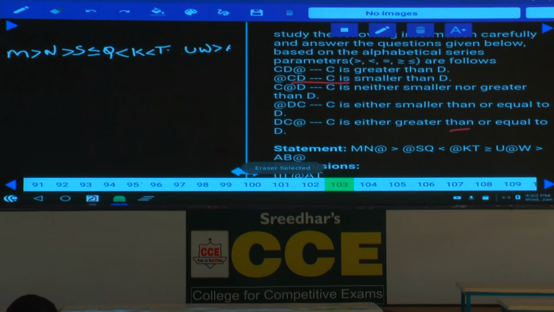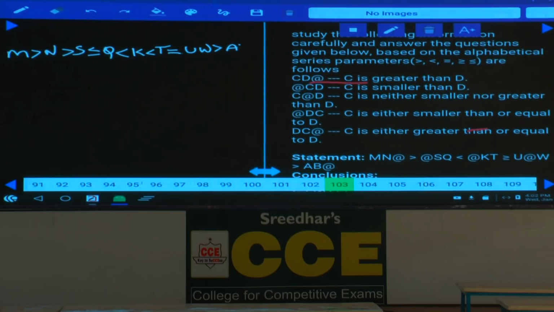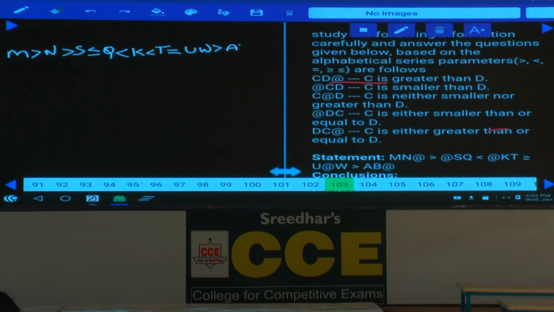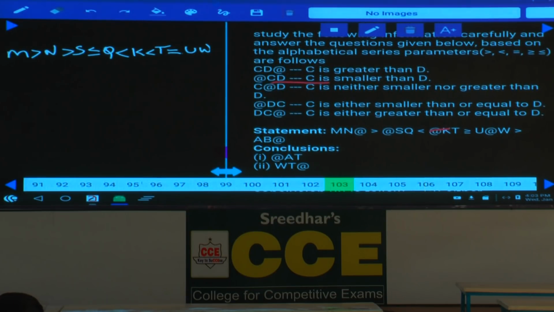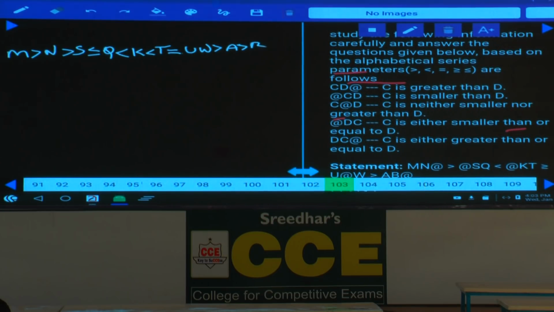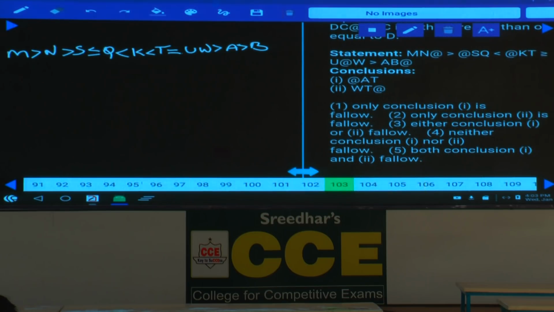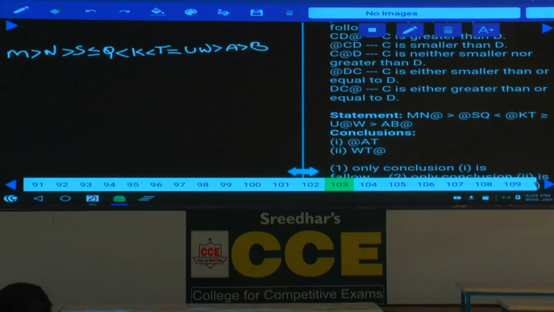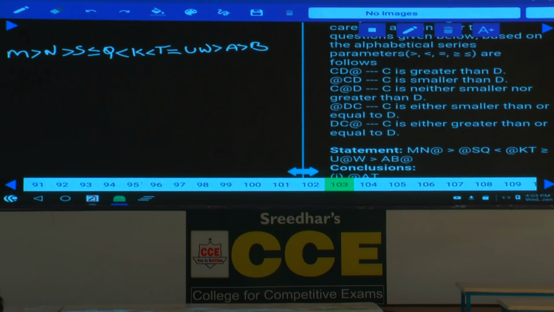In the paper it is given as equal to, here it is given as greater than or equal. And U at the rate of W is what? U at the rate of W is greater than, and what is the other thing here? AB at the rate of. It comes under which category? AB at the rate of AB, CD and DC. AB at the rate of, it is A is greater than B. Then what is the first conclusion here? The first conclusion is at the rate of AT, at the rate of A and T, hence it comes under this category at the rate of AT.